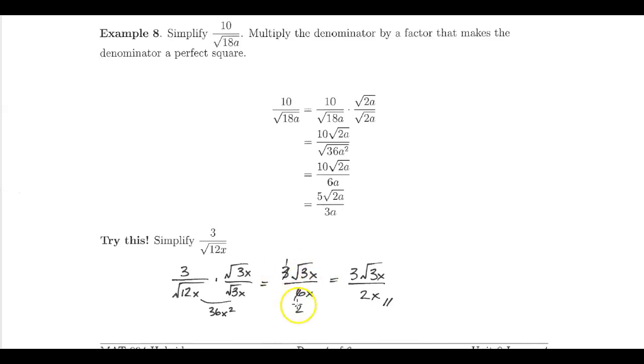3 over 6 reduces to 1/2, so instead of having a 3 here in front, we shouldn't have that. It should be just root 3x over 2x. So if you have root 3x over 2x without that 3, that's correct.